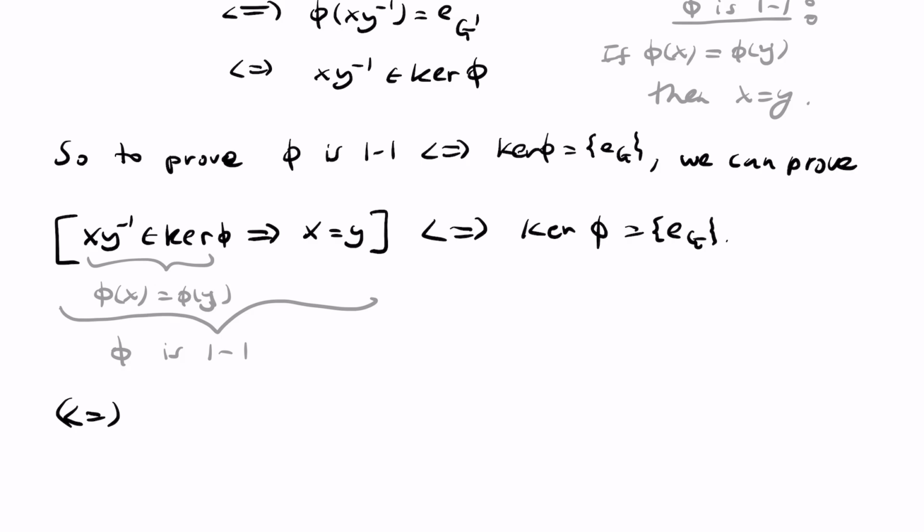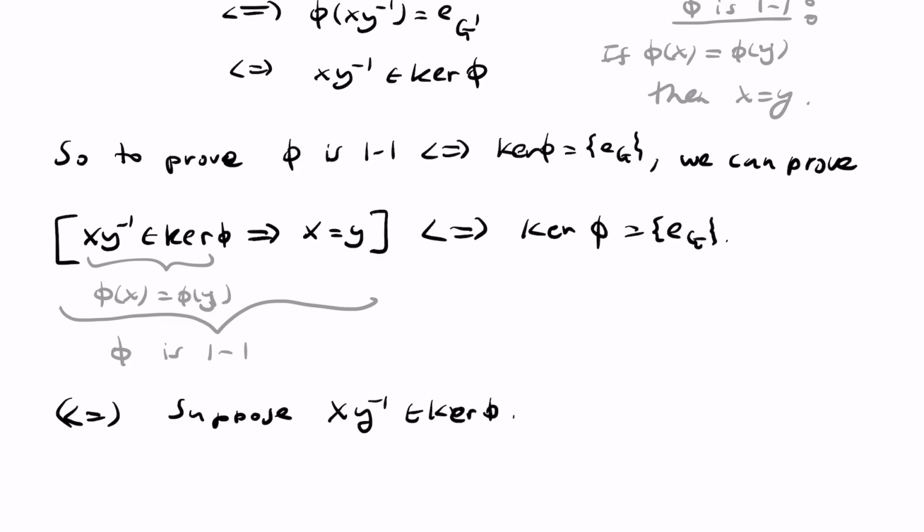Okay, so suppose x y inverse is in the kernel of phi. Now in this direction, the kernel of phi is the identity.